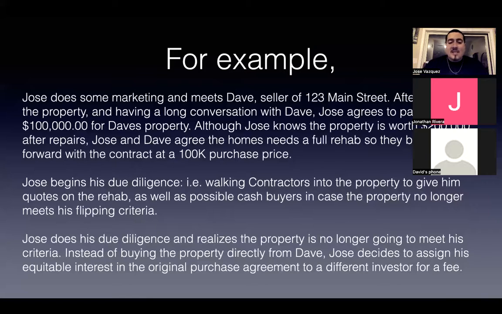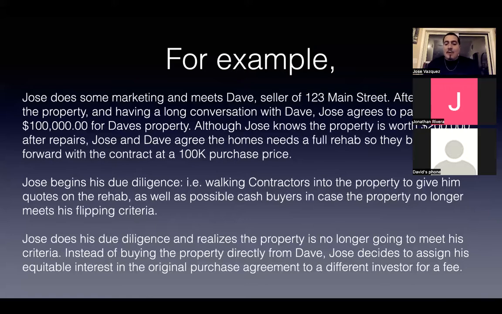So Jose begins his due diligence, which is pretty much walking the property with contractors so that they can give him quotes on the rehab, as well as walking the property with cash buyers in case the property no longer meets his flipping criteria. So pretty much he's putting it under contract, and after he puts it under contract, he walks contractors as well as other buyers in case he sees something that he doesn't want to take on himself during the flip. So after Jose does his due diligence, he realizes the property no longer meets his criteria.